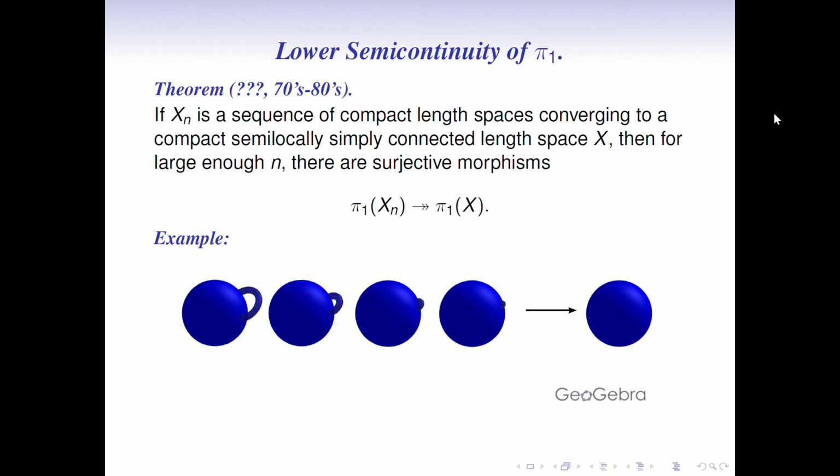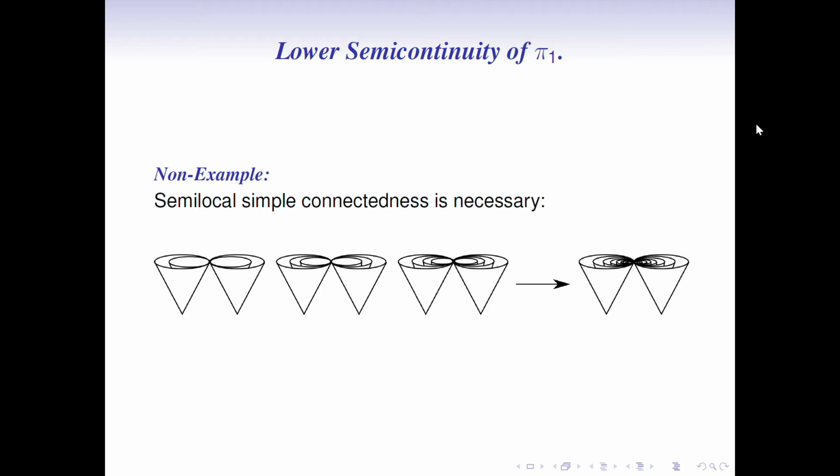Now, I want to look a little more carefully at these technical conditions. We require that the limit is both compact and semi-locally simply connected. Let's see what happens if we remove one of these conditions. If the limit is not semi-locally simply connected, the lower semi-continuity of the fundamental group may be violated, as we can see from this example.